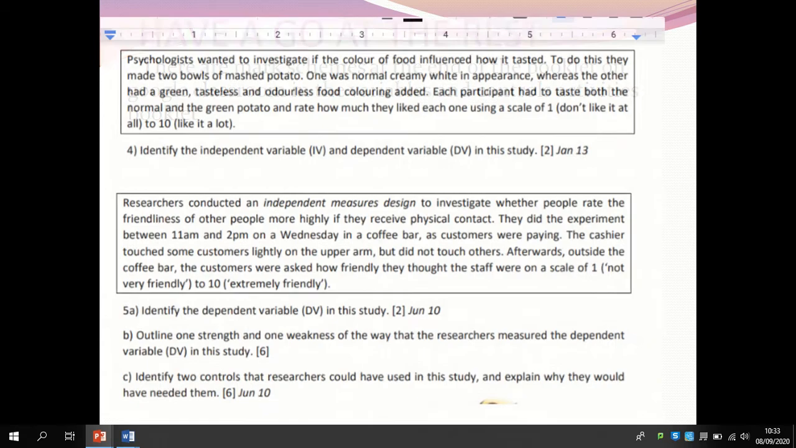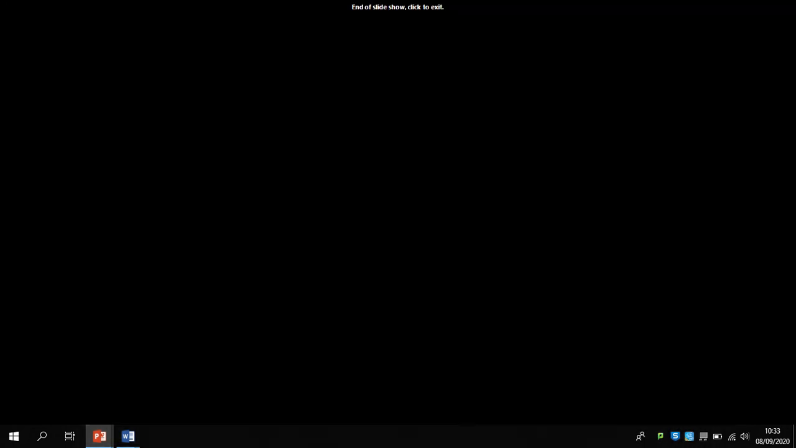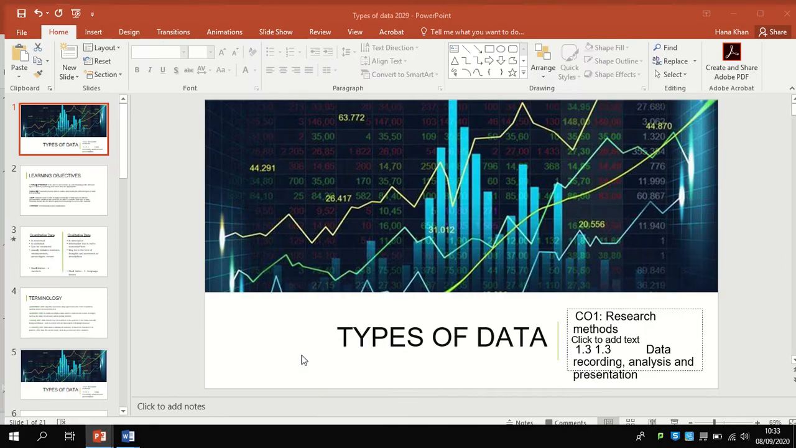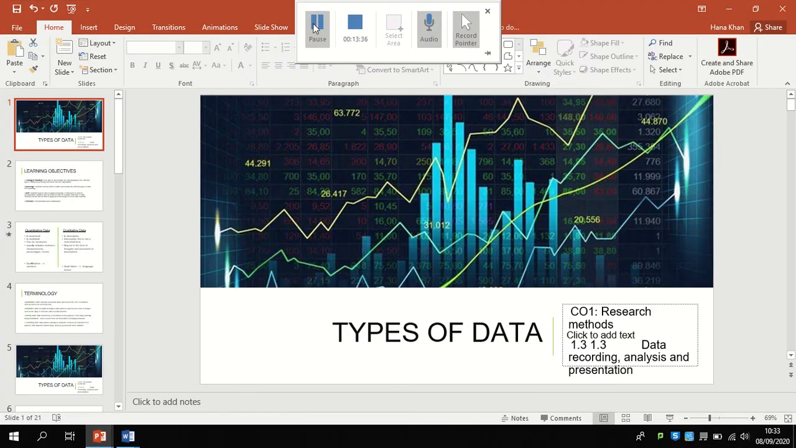So there's a couple of questions here. Now what I would say is leave these questions until we've gone through the other 2 topics, and then if you've got some time at the end, please have a go at completing some of these questions. So let's move on to our next topic, which is types of data.